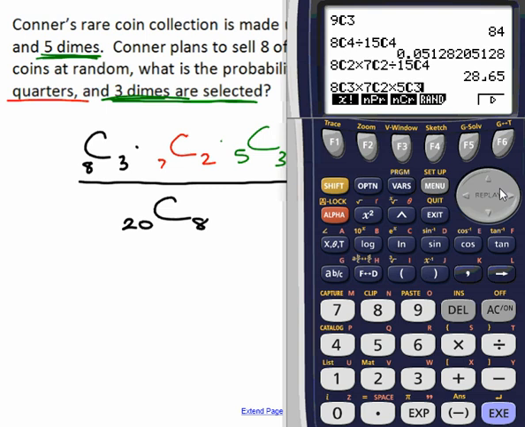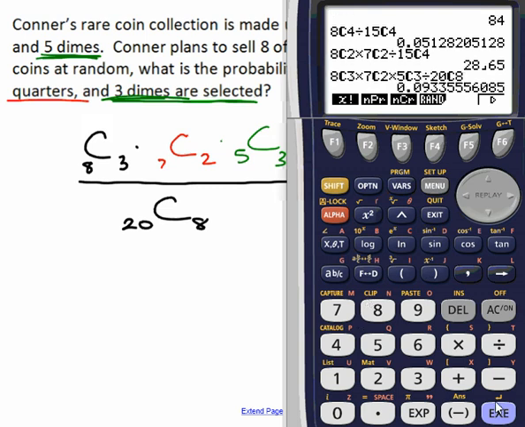That's our whole top. We're going to divide by 20c8. All right. Not very likely. Let's go ahead and get that switched over to a fraction. There we have a nice little fraction. And you can see it's not a very good chance, right? It's about a 9% chance that that's what's going to happen. So it's not a terrible chance, but not great. Okay, and that's all there is to it.